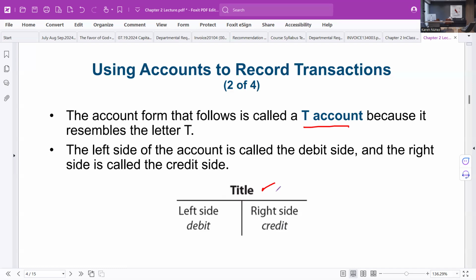So what we're going to say is every single account is going to look like this. It's going to have a title. It's going to have a left side, and it's going to have a right side. And the left side we're going to call the debit side. The right side we're going to call the credit side. It doesn't matter whether it's an asset, a liability, or an equity. Every single account is going to look like this. It's going to have a title, a left side, which is the debit side, and a right side, which is the credit side.